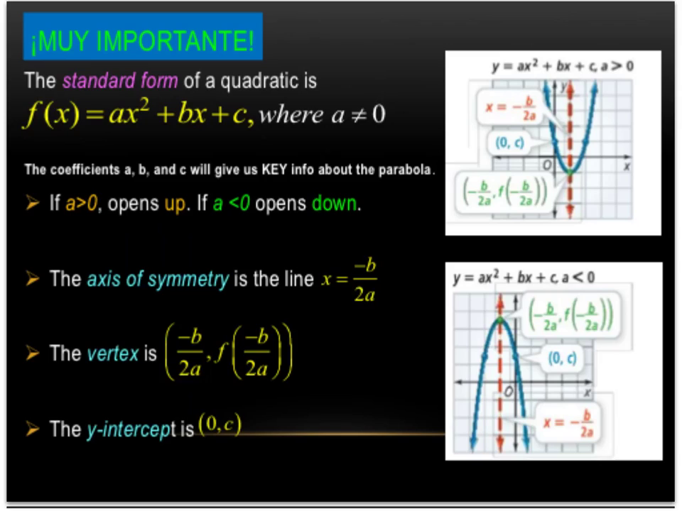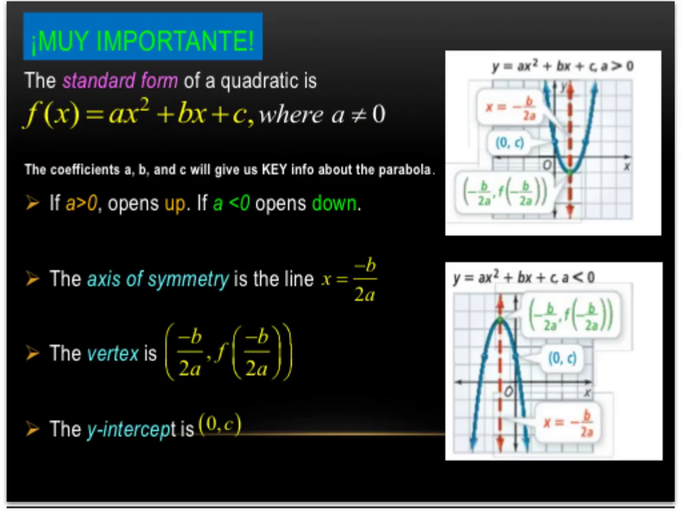Alright, so everything you really need to know is right here on this paper. So all of this information is very important. This is our standard form, right? ax squared plus bx plus c. Now a obviously cannot be 0 because then we would not have a quadratic anymore. We'd have a linear equation. Now the coefficients a, b, and c tell us some very key information about the graph of my parabola here.